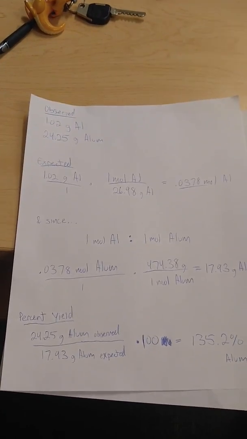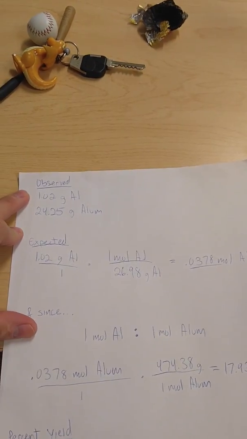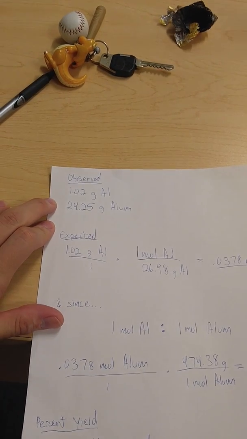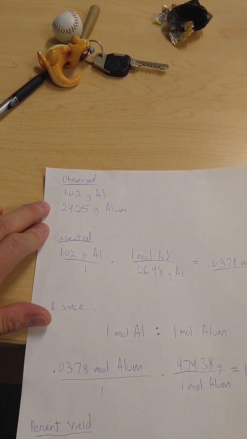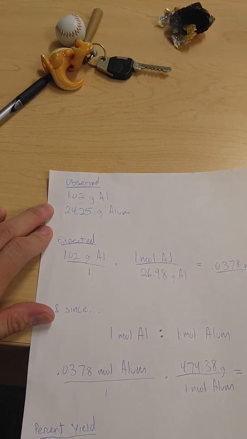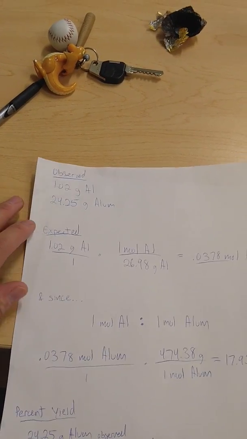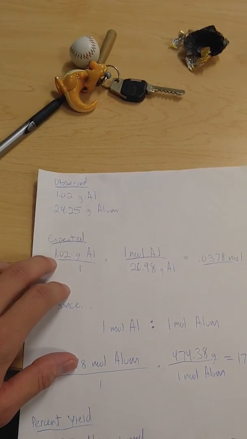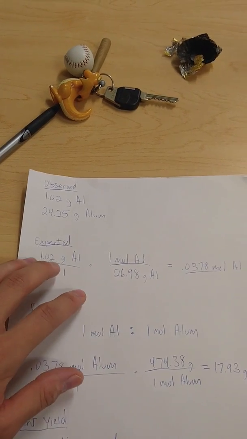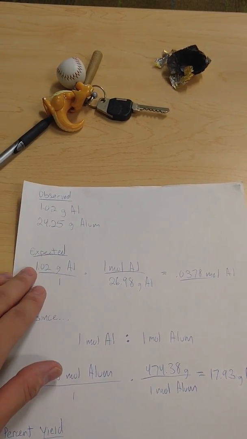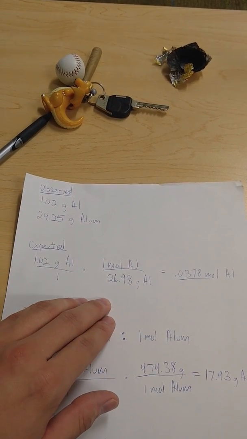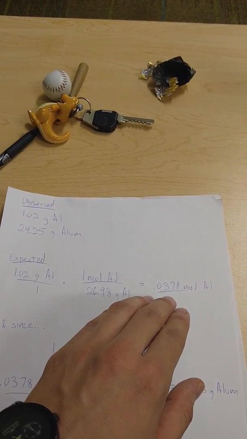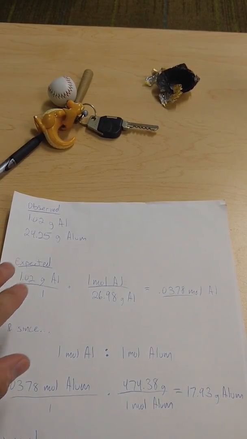Okay, now moving on to the percentage yield. So we started with 1.02 grams of aluminum foil, and we ended with 24.25 grams of alum. Now that doesn't exactly equal what we wanted to find. Starting off, we had the 1.02 grams of aluminum, and to find the moles of aluminum in that piece of aluminum foil, we divided by the mass of aluminum per mole. And so we found out that there's about 0.0378 moles of aluminum in that sample of aluminum foil.